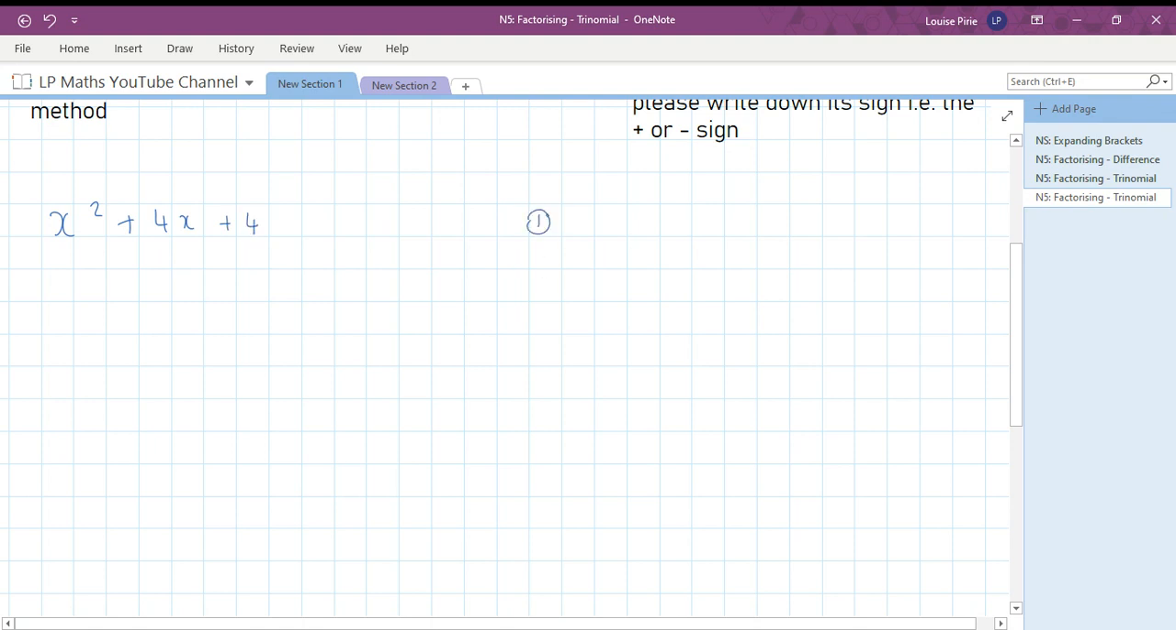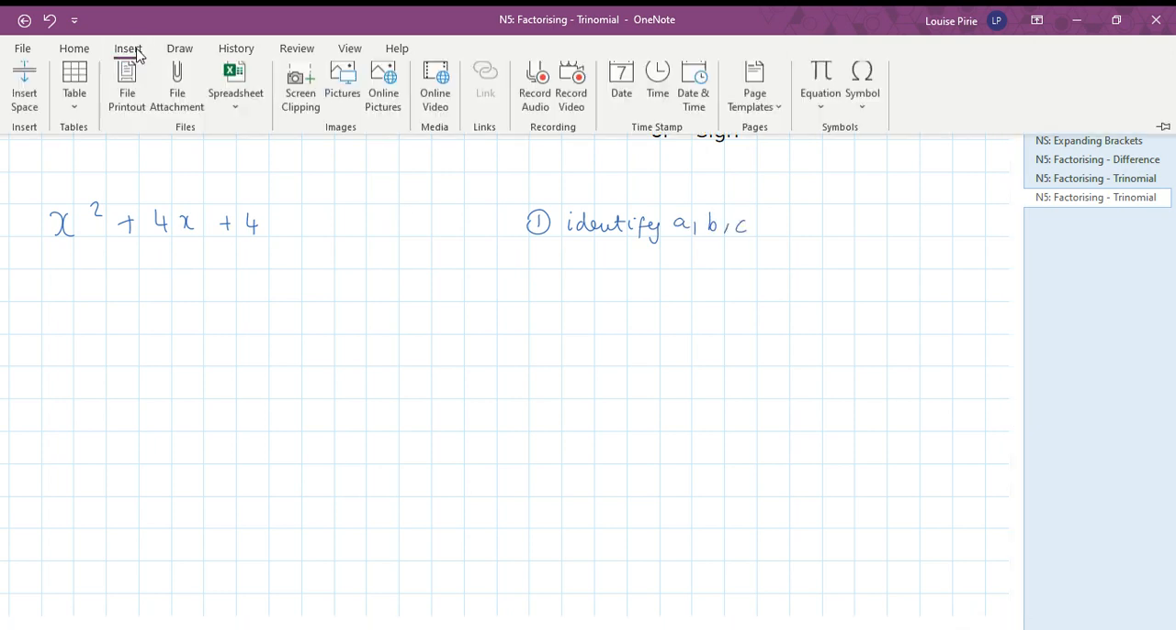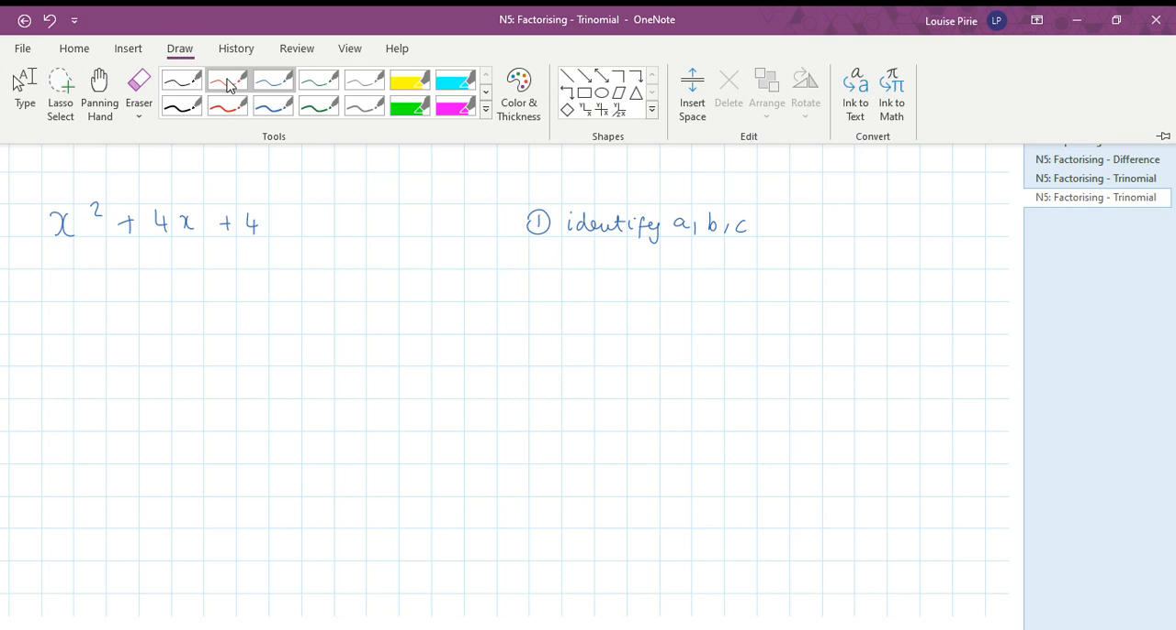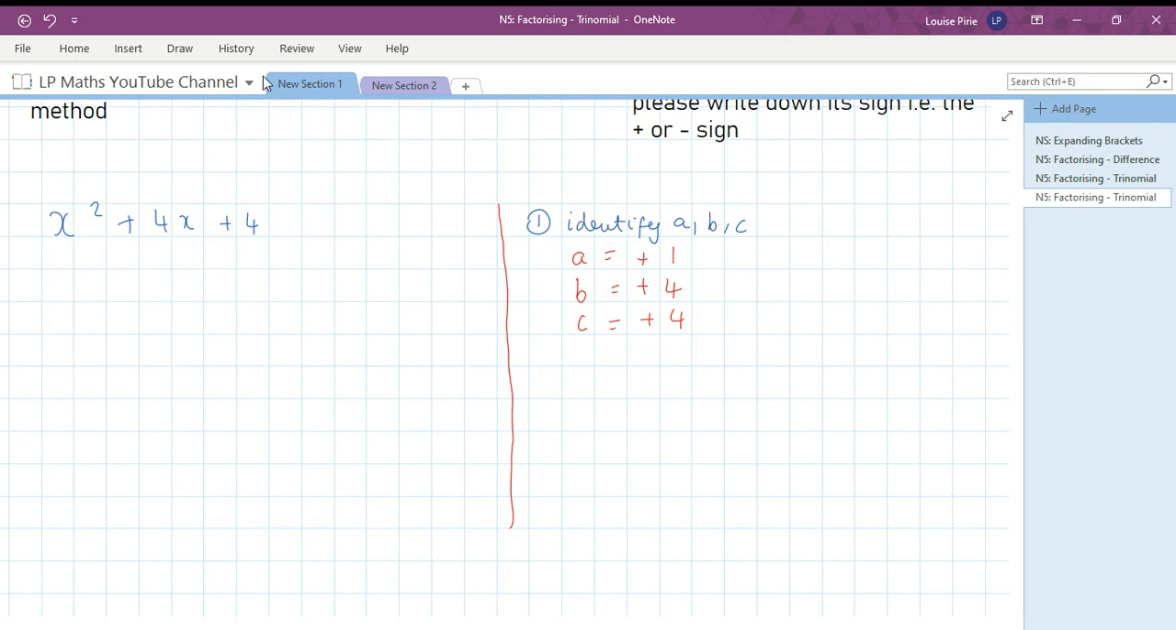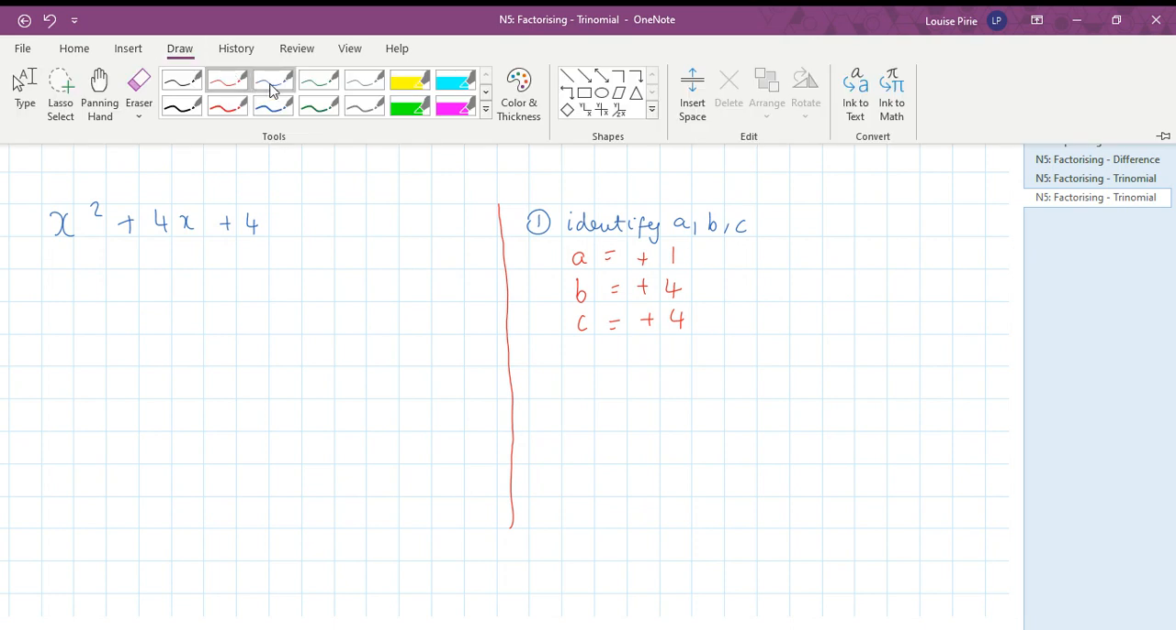And what we're going to do first is identify A, B, and C. So I will do this just now. And what I would say is most of your working for this gets done in a helpline. So immediately when you get these questions, get your helpline written, and then you can work through it. So A is going to be plus 1 because I have 1x squared. B is going to be plus 4 because I have 4x's, and the constant at the end is also a plus 4.